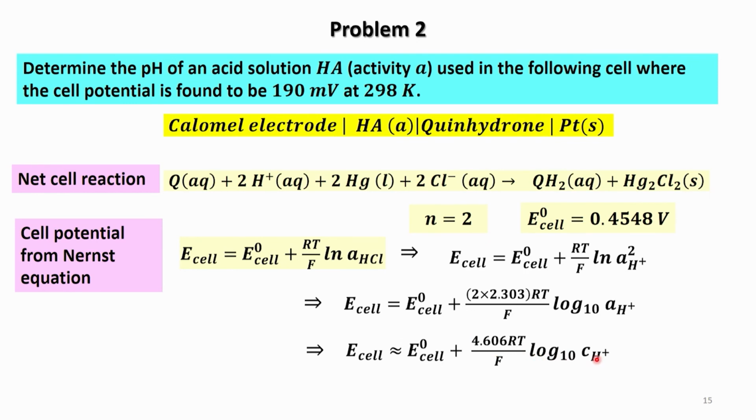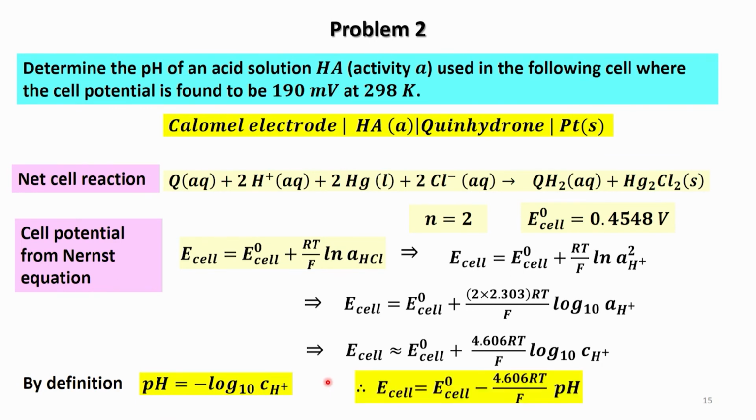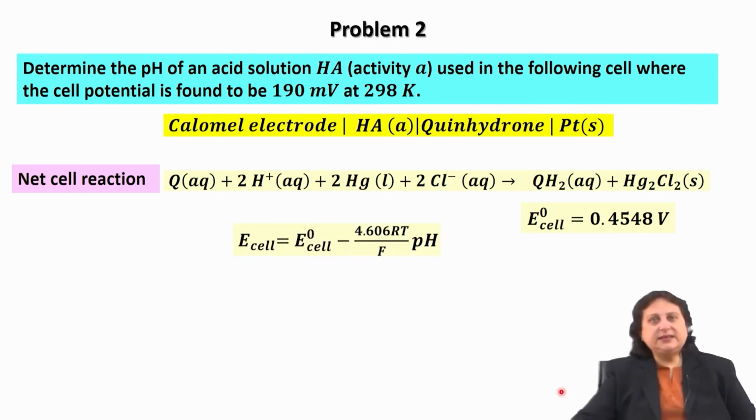ion. So, as I said, in this particular problem, I am going to make this approximation that activity of H plus can be replaced by the concentration of H plus, because by definition I know that pH is minus of log to the base 10 concentration of H plus. So, going ahead, what I find is E cell now is given by E naught cell minus this number multiplied by pH.